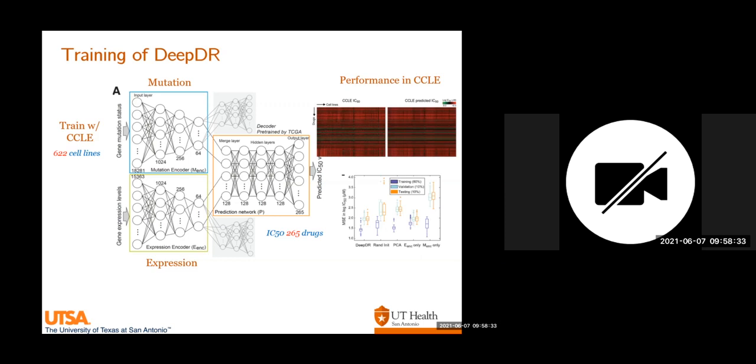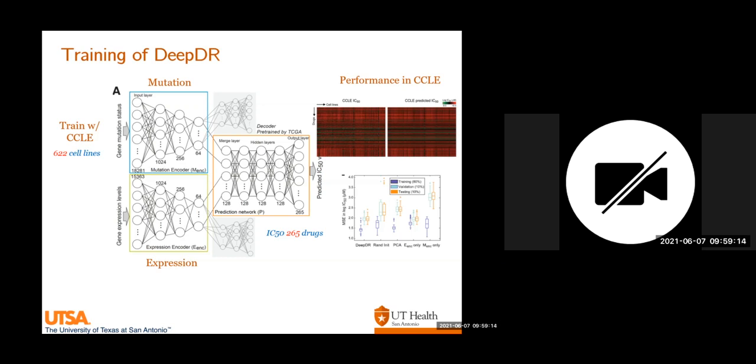Here are the so-called heat maps of the drug responses of these 600 cells of the raw data. So each row is a drug, and each column is a cell. And this is the predicted drug responses, the heat map of predicted drug responses. You can see they're very similar, suggesting the prediction works pretty well. And here is a quantitative measurement in terms of the mean square errors of the drug response prediction.